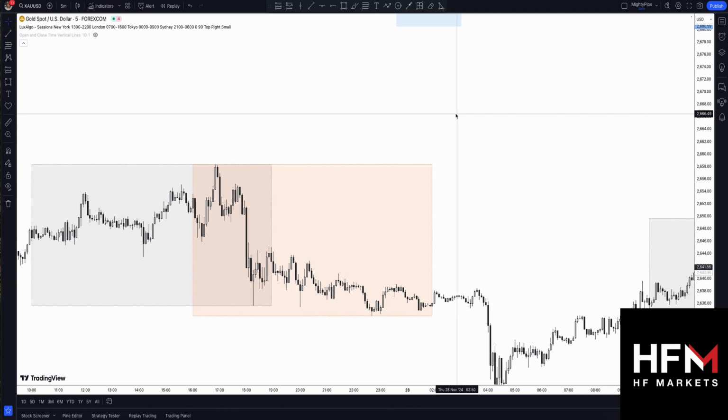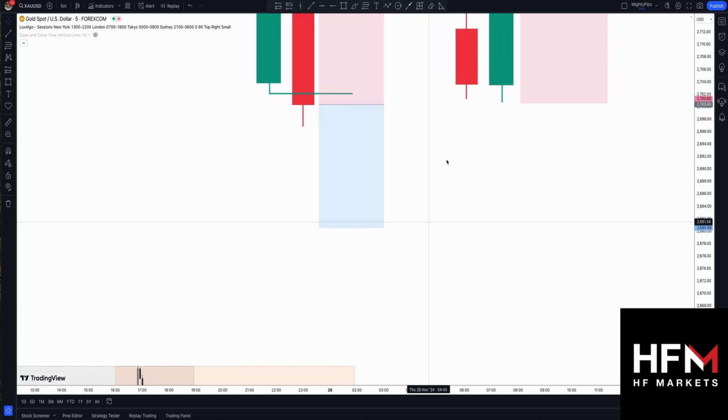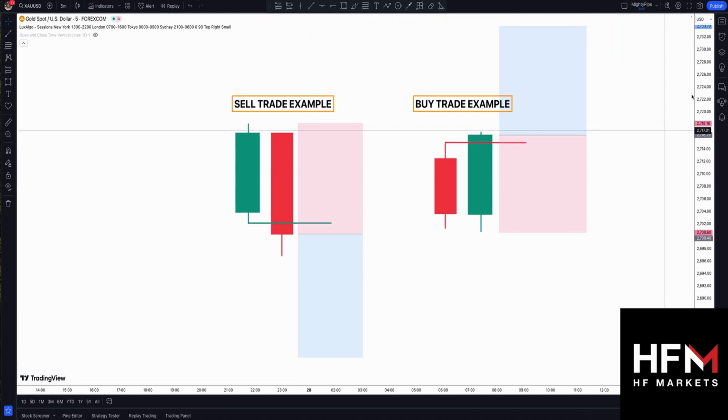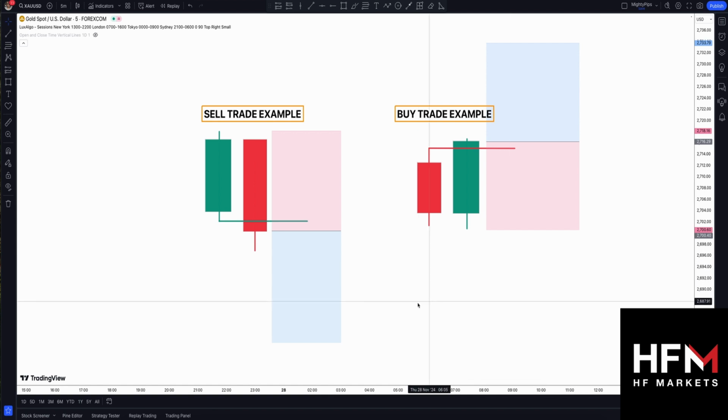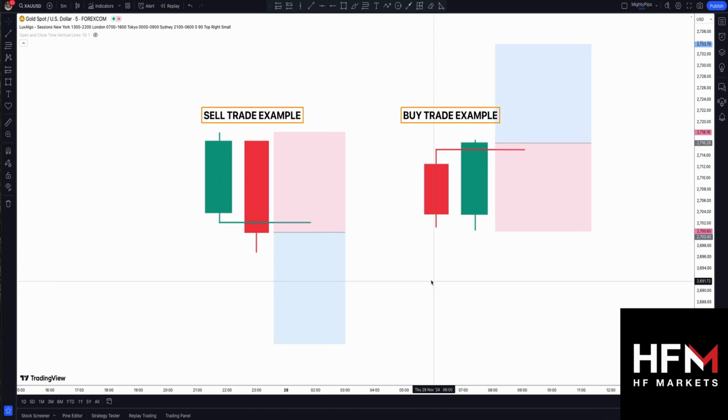So without wasting any time guys, let me show you how you can use this strategy by giving you an illustration of how it works first. Then we can go onto the live chart and I'll show you how you can implement this on a live market. So here we have a sell example and here we have a buy example. So all you need is 2 candles.